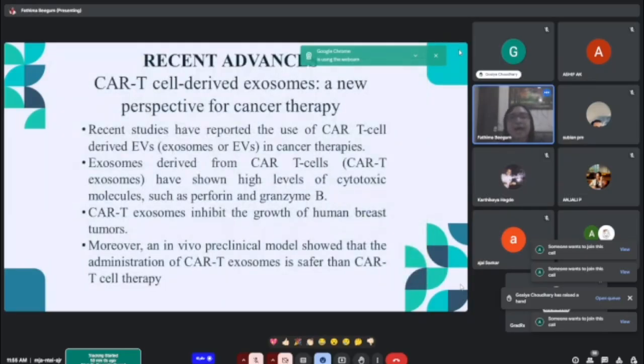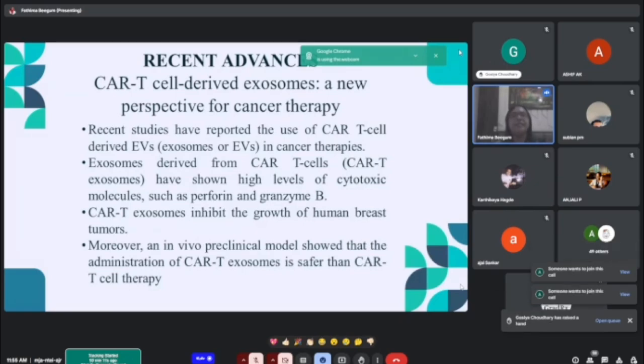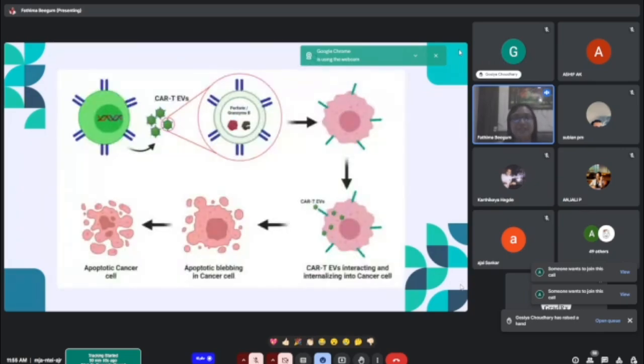Studies have been going on. The recent advance in this CAR T cell therapy is that instead of using the complete T cell, only the exosomes derived from the T cells are used. The CAR is attached to the exosomes, and it is the recent advance. It is being tested in human breast tumors. It is safer because cell-related toxicity will not be there, so it is more efficient and more toxicity-free. CAR cell-derived exosomes are the recent advance in the field.